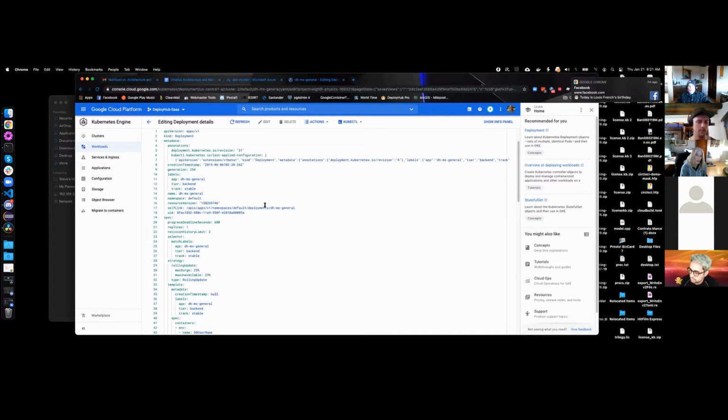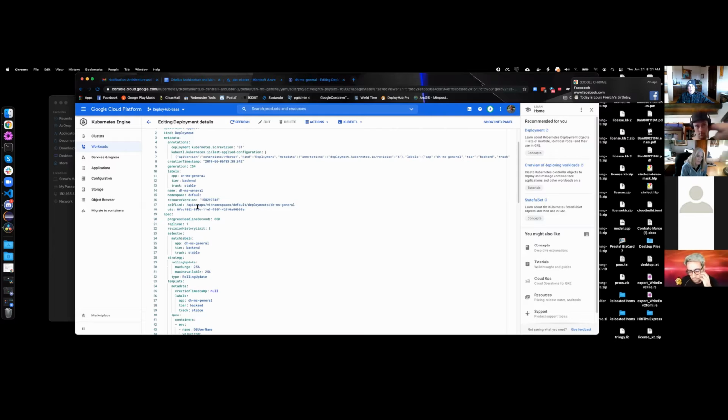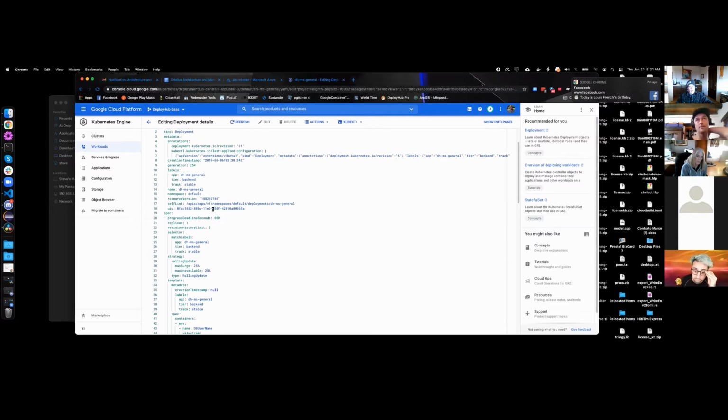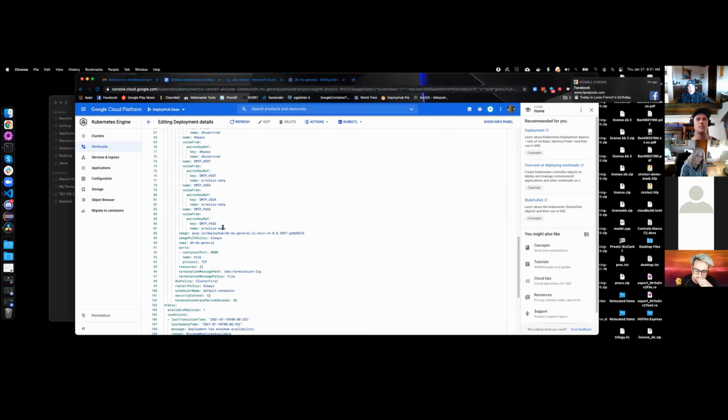Yeah, and what we're looking at, I just pulled up the deployment file for one of our containers. And the part that we're interested in out of all this stuff is basically the image name.